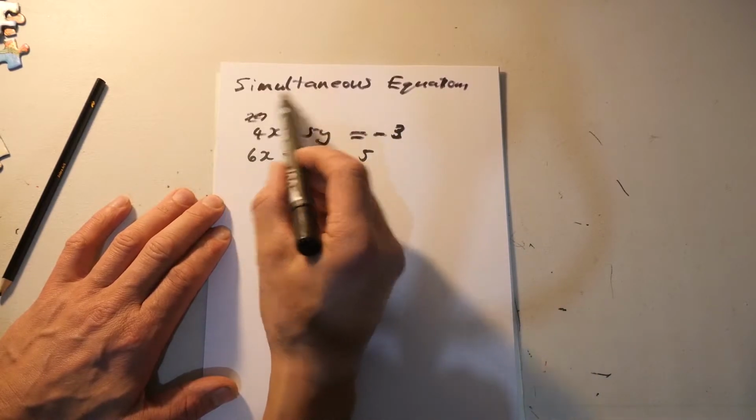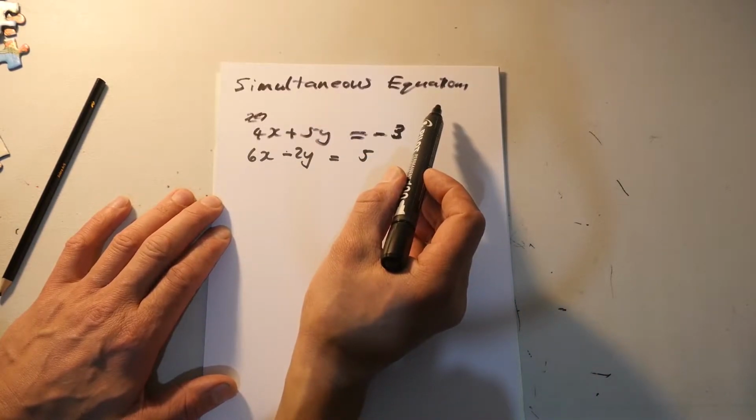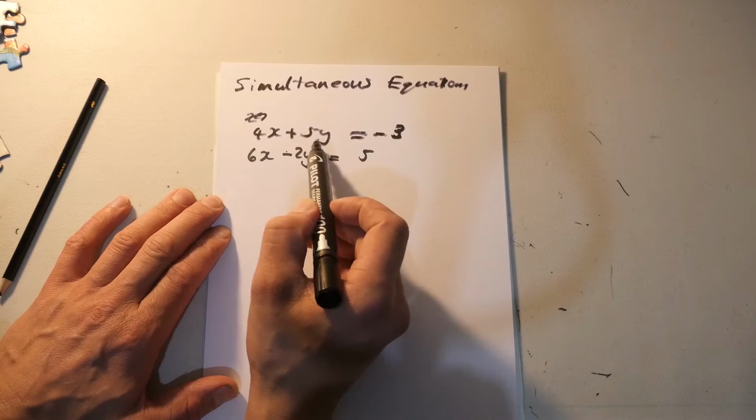This time, simultaneous equations for Nat 5. So you've got 4x plus 5y.